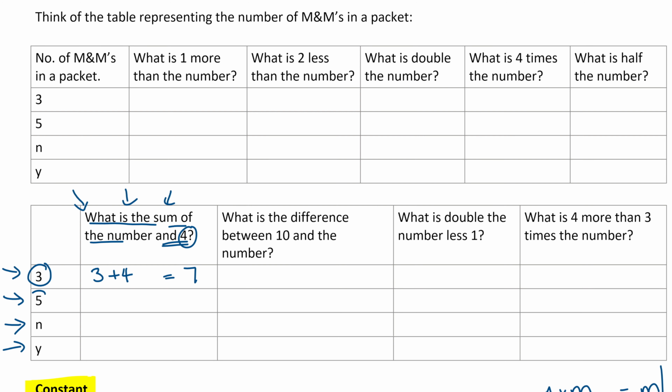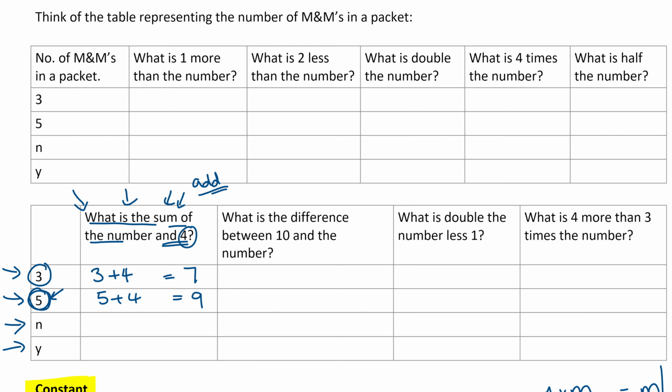What about this one? By the way, guys, the word sum means to add. What is the sum of the number, and the number is 5, and 4? What's the sum of 5 and 4? That's equal to 9.